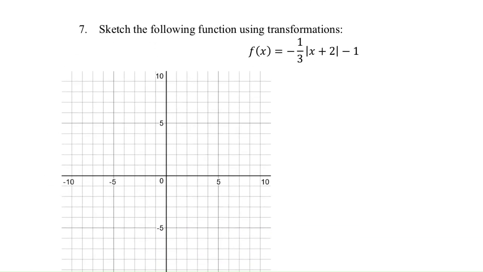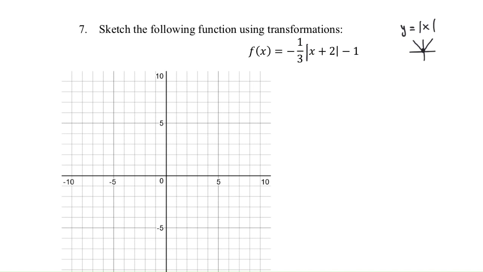Question 7 is also from section 2.6. We need to sketch this function using transformations, and we need to have knowledge of what the parent function looks like. The parent function is absolute value of x. So if we were to sketch y equals the absolute value of x, remember that's just a v-shaped graph whose vertex is at the origin.